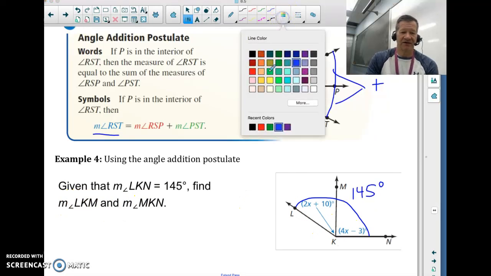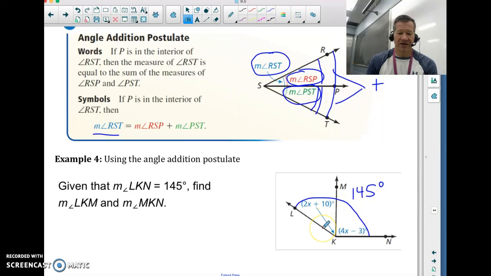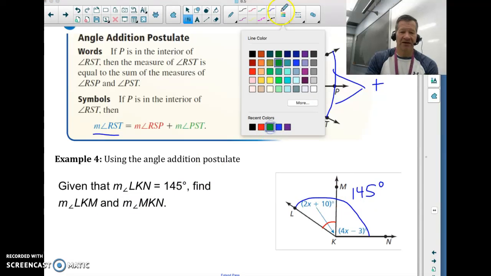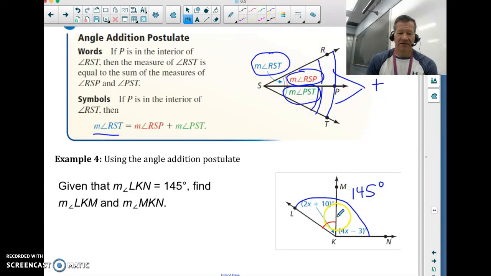Let me get a different color, just as they did above. So the measure of angle LKN equals the measure of angle LKM plus the measure of angle MKN. So MKN would be this angle right there. Well, what do I know? The two smaller angles, the red one plus the green one, will add up to 145.